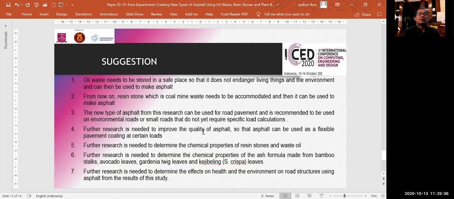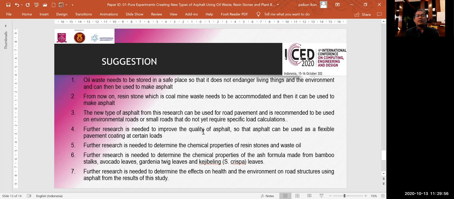Okay. Any suggestions? I wish the waste oil to be stored in a safe place so that it does not endanger the environment and can then be used to make asphalt. Likewise, resin stone, which is called mining waste, should be accommodated and then used to make asphalt. The asphalt from this research can be used for road pavement and is recommended for environmental roads or small roads that do not yet require heavy loads.